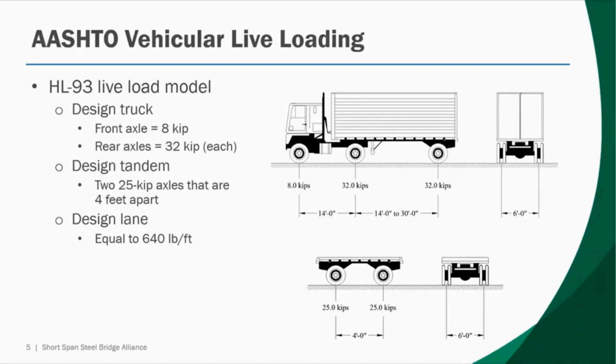AASHTO LRFD specifications provide a model that engineers can use to simulate the exclusionary vehicular loading on highway bridges. This is termed the HL93 live load model. The HL93 consists of three components: a design truck, which you can see in the upper image, a design tandem, which you can see in the lower image, and a design lane, which is equal to 640 pounds per foot.